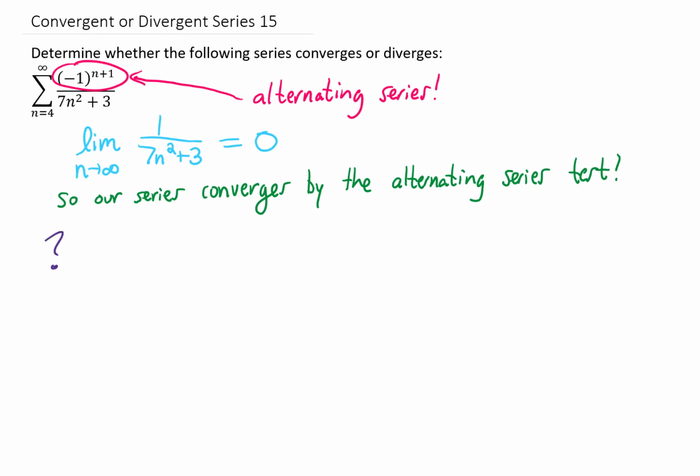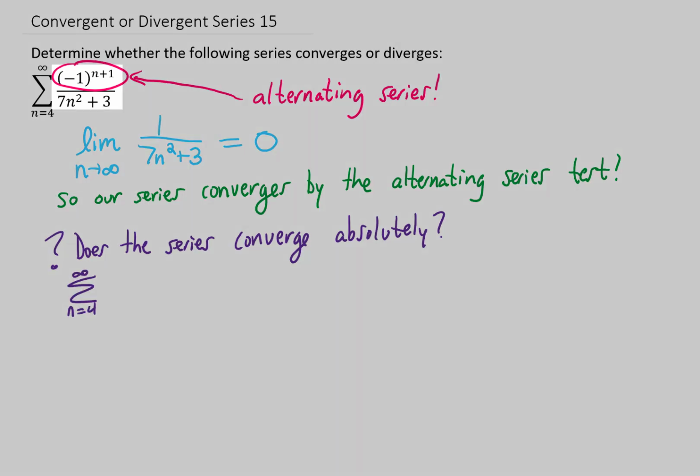However, we could ask a follow-up question. Does this series converge absolutely? All that means is, if we take an absolute value of every single term in this series, in other words, if we get rid of the alternating part, does the series still converge?